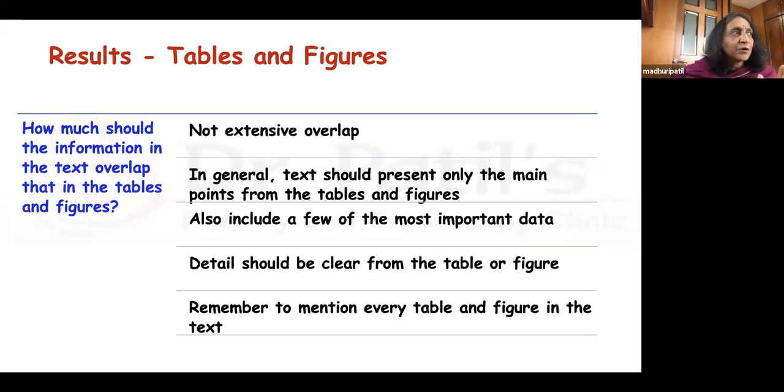This is very, very important, because many times we get papers wherein they have given almost 10 tables and figures, but only 4 of them have been cited. So this type of paper cannot be accepted for publication.